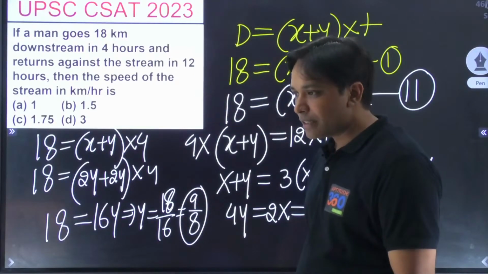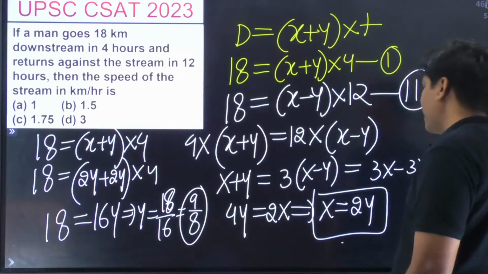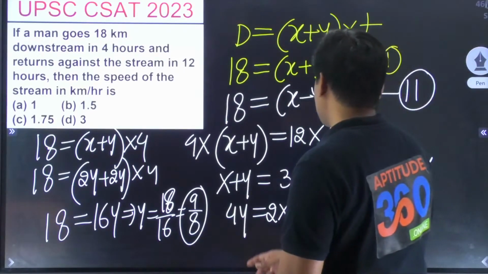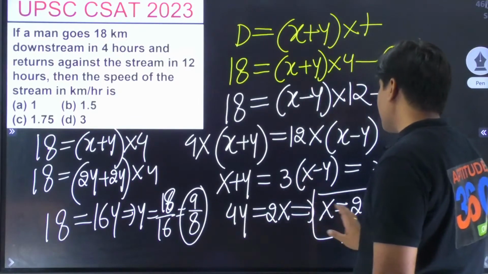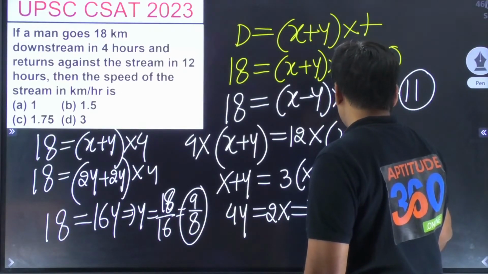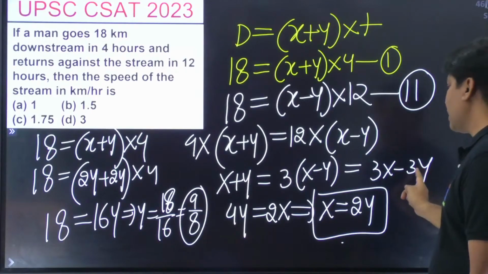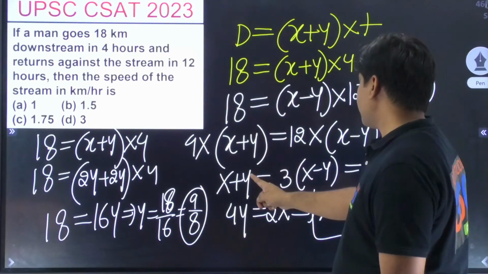Did I make a mistake? I made a mistake, no? What is this? x plus y, 3x minus 3y. 3x minus 3y, and if y goes on to this side, 4.